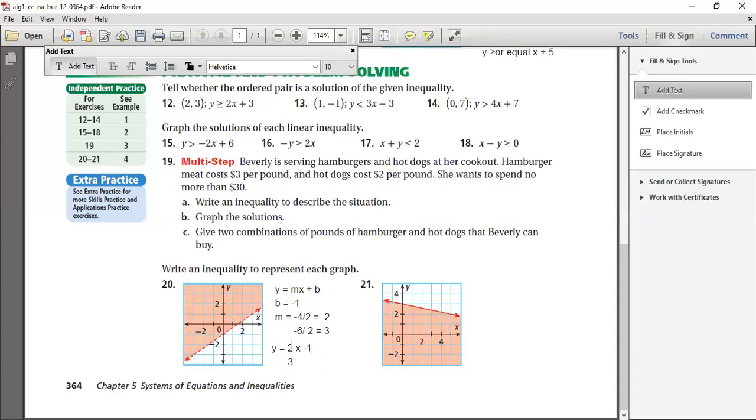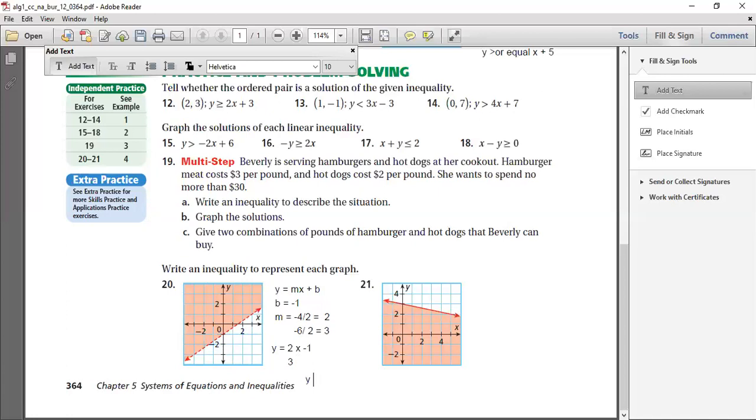Okay, so 2 over 3x minus 1. This is going to be your equation. But we have to write an inequality. First decide, is it going to be only the symbol or the equal sign also? Now this is a dotted line, which means it is strictly with only the symbol, no equal sign. If it's an equal sign, that small line down, it will be a solid line.